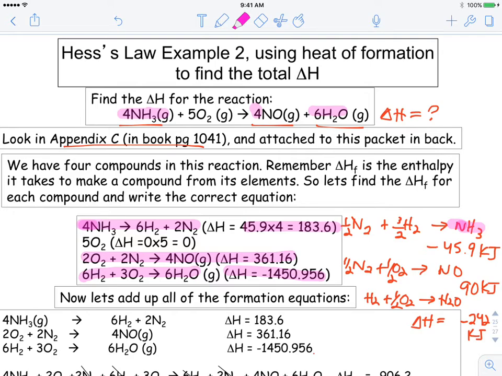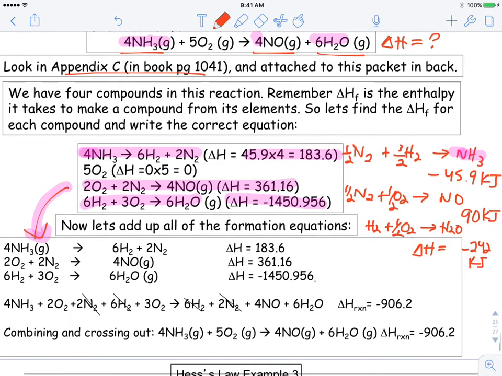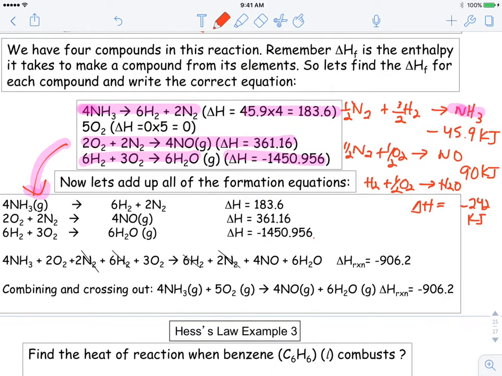So now I go through and add up all of these formulas down here. The idea is that I will get an overall delta H and an overall reaction. When I add all of the reactions together, I get what I underline there. When I cross out the N2s, add together the O2s and cross out the H2s, I get my overall reaction from the top of the slide, and I get my negative 906.